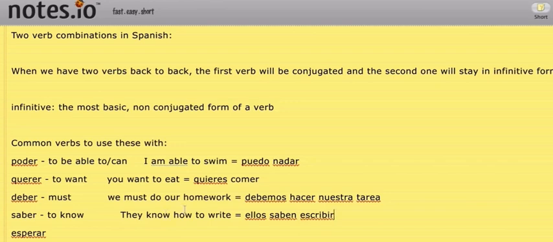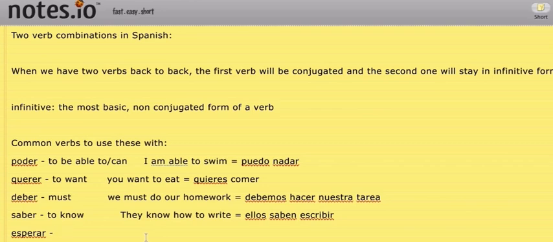Now, an interesting thing too is that in Spanish they tend to cut out this how. They just say they know to write. In English, we always include this how, but in this case, usually it's just saber and then the infinitive.